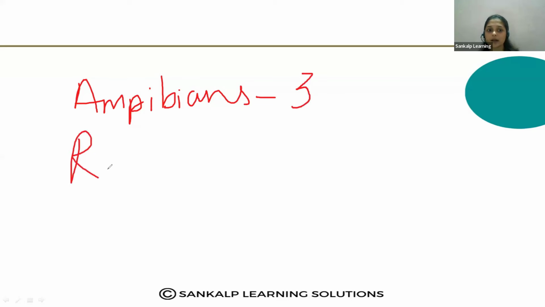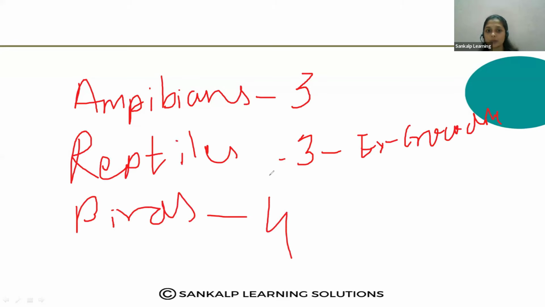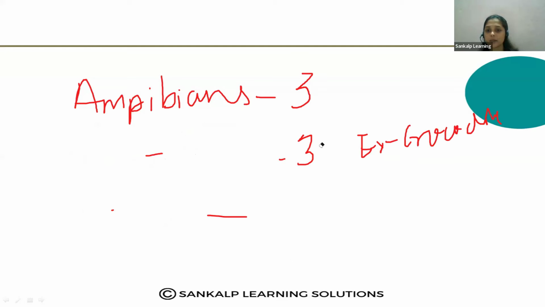What about the reptiles? Reptiles have a 3-chambered heart, except the crocodile. Crocodile has the 4-chamber heart. Birds and mammals have the 4-chamber heart. But amphibians, I told you, have the 3-chamber heart, and the reptiles also have the 3-chamber heart.